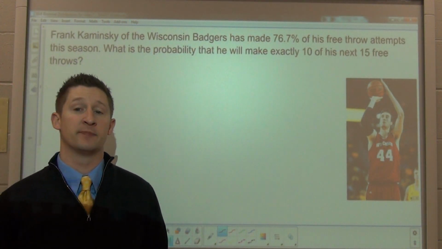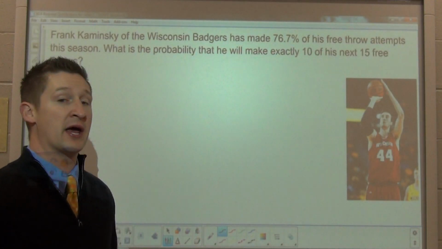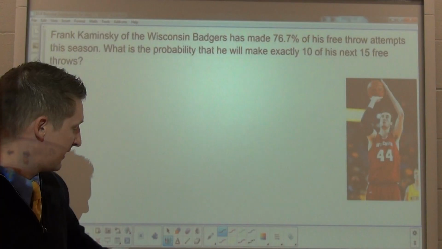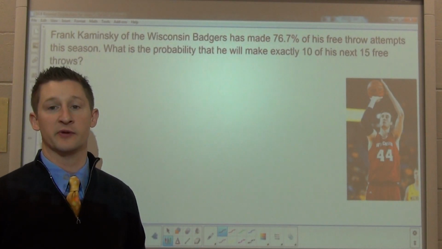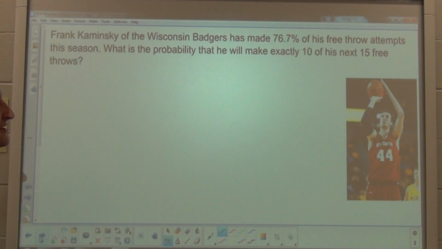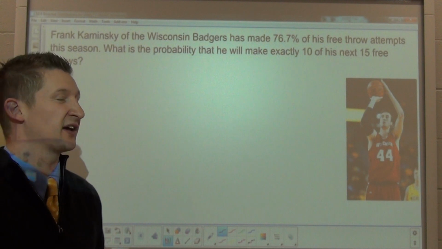In the last example of lesson 6, constructing and interpreting binomial distributions, we've got a problem involving Frank the Tank of the Wisconsin Badgers. Not my favorite, but the favorite of probably many of you. Frank the Tank has made 76.7% of his free throw attempts this season. He plays tonight against Oregon. What's the probability that he'll make exactly 10 of his next 15 free throws, which would actually be slightly below his 77 or so percent average?